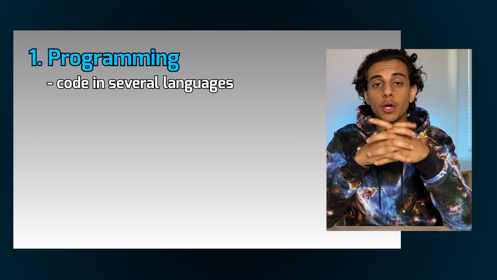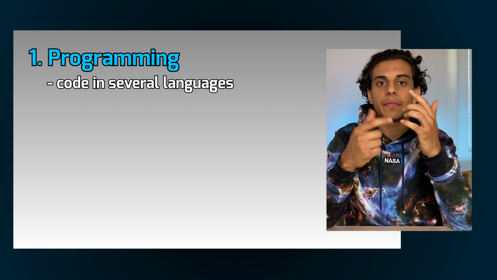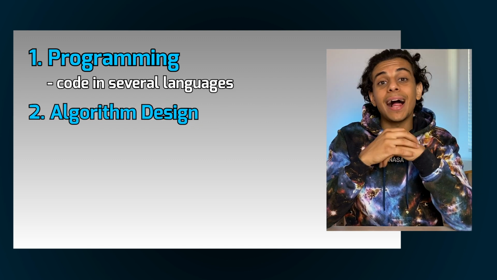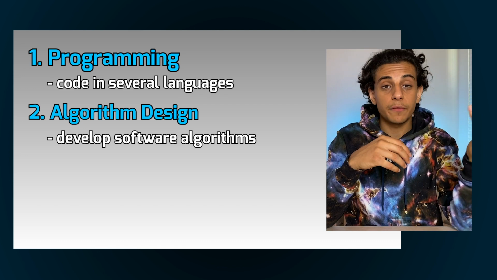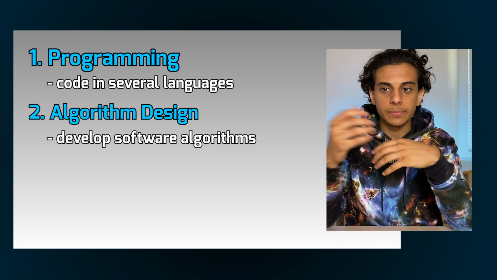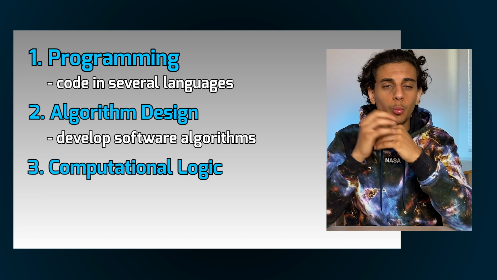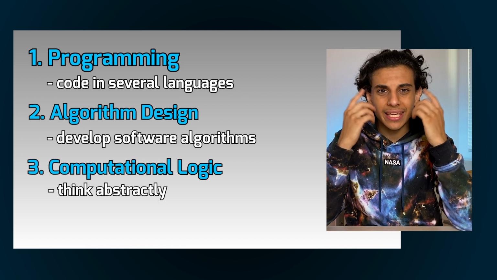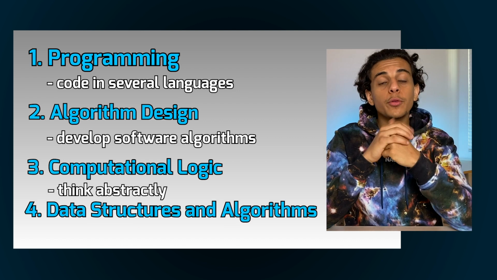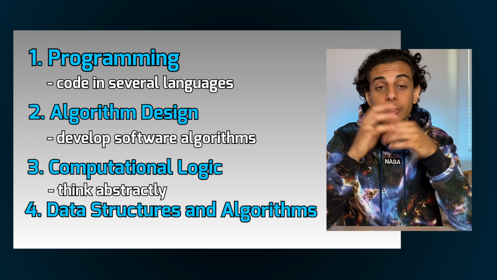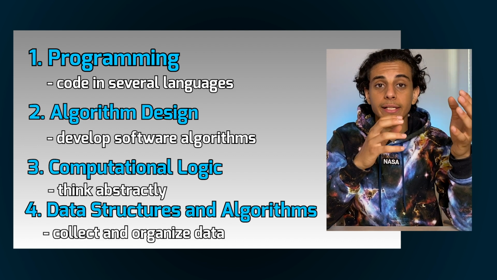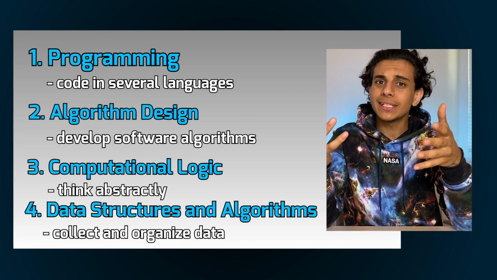The types of courses you can find yourself taking in software engineering first include programming, where you'll learn how to code in several programming languages like Python, Java, etc. Second, we have algorithm design, where you learn how to develop software algorithms to be able to solve problems. Third, we have computational logic, which essentially teaches you how to think in a very abstract way. Fourth, we have data structures and algorithms, where you essentially focus on collecting and organizing data to make a computer basically do what you want.